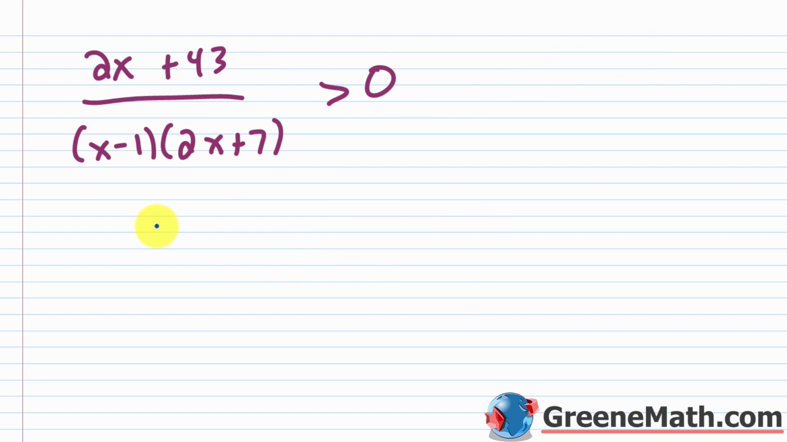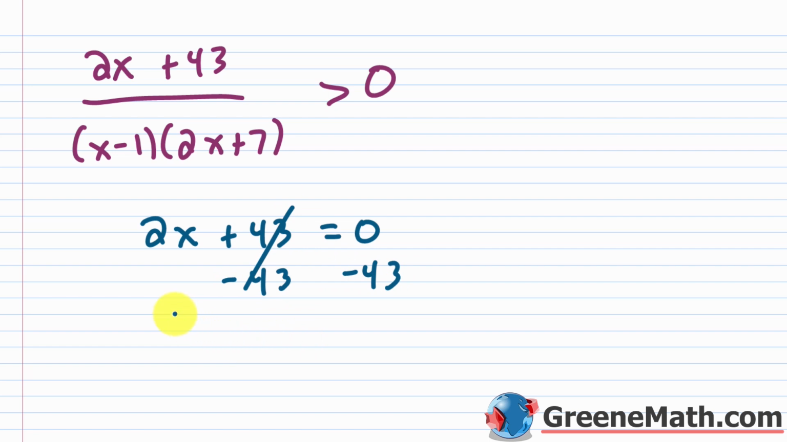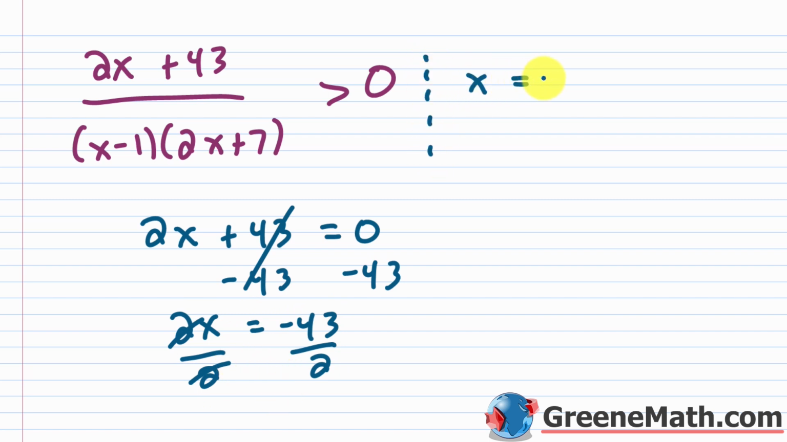From here, I'm going to take my numerator, which is 2x plus 43, set that equal to 0, and solve that. Let's subtract 43 from each side of the equation. We get 2x is equal to negative 43. Divide both sides by 2, and we say that x is equal to negative 43 over 2. So that's one critical value, and this one's from the numerator.